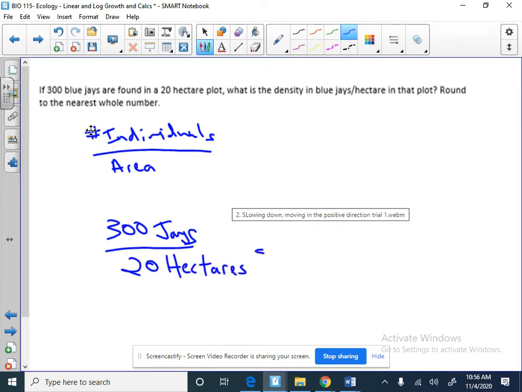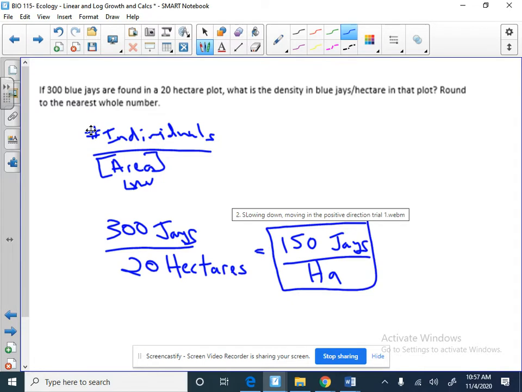Now, in order to get the area, sometimes you might have to calculate the area. This one's done for you, and all that would be is length times width if it's a rectangular area. But 300 jays in 20 hectares is 150 jays, blue jays, per hectare. Okay, and that's the answer. So when you do your work, please show it all. Show the formula and then show the calculation with units and the answer.